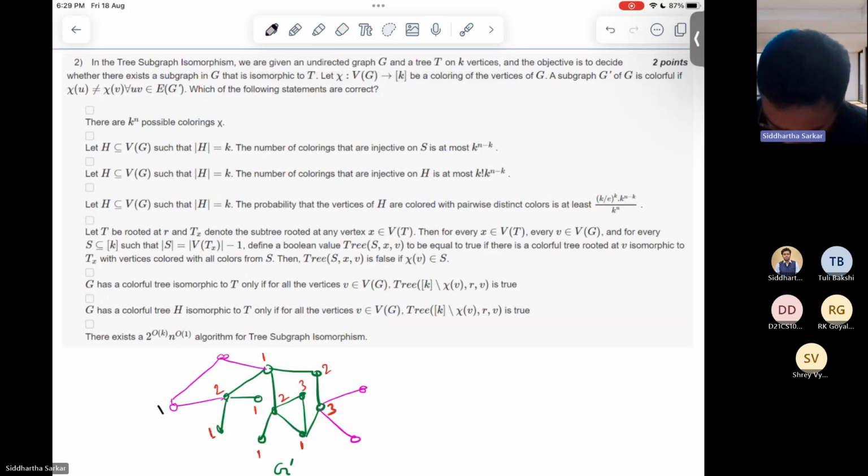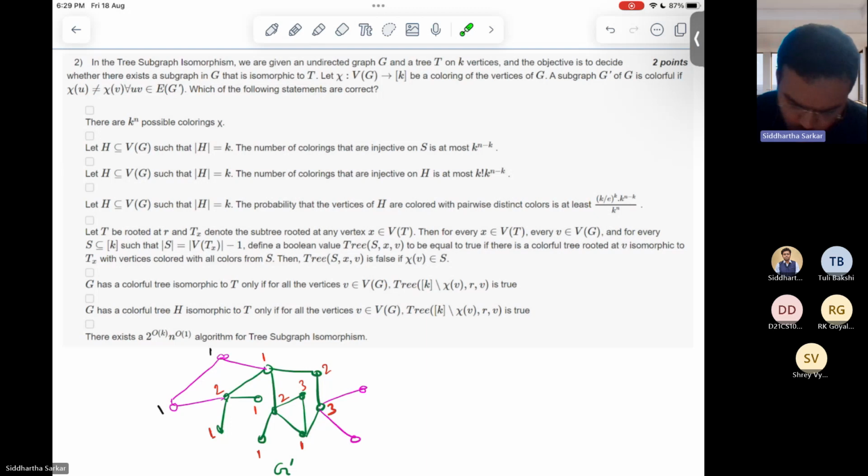Maybe 1 1 was there. So for this edge there is a violation, or even for this edge, both the endpoints got the same color, so that is a violation. But within the subgraph G dash, there is no such violation. Okay, then we'll say that G dash is colorful.